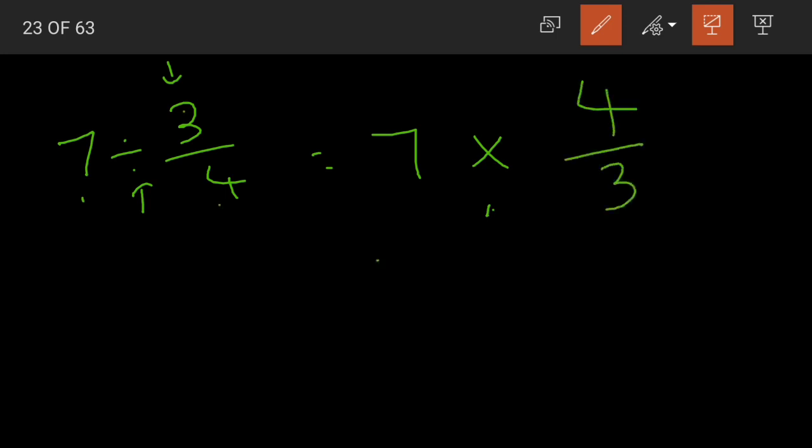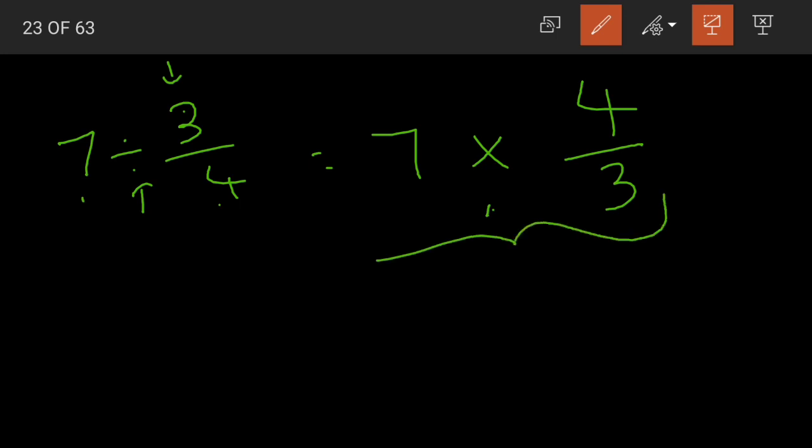7 divided by 3 by 4. How do we do that? How do we divide a fraction? We write the first term as it is and then replace the division symbol with the multiplication symbol. And coming to the next fraction, which is our divisor, we write the reciprocal. Yes, 3 by 4 becomes 4 by 3.